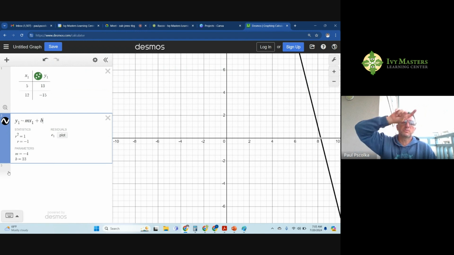So y equals mx plus b becomes y1 tilde m x1 plus b. x and y are reserved for the graph, so you've got to put x1, y1 when you're talking to Desmos. And notice it gives you the answer. It's asking for b. b is 33.